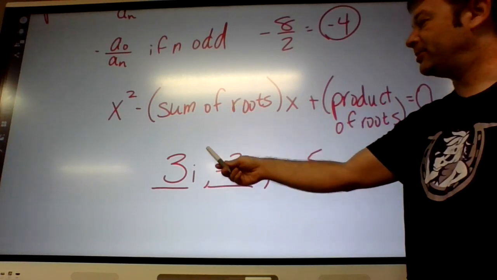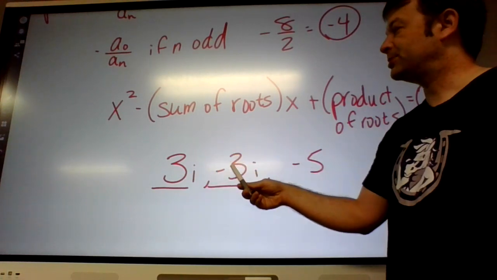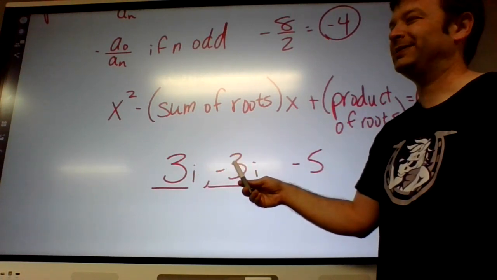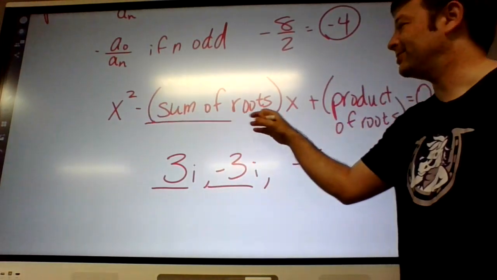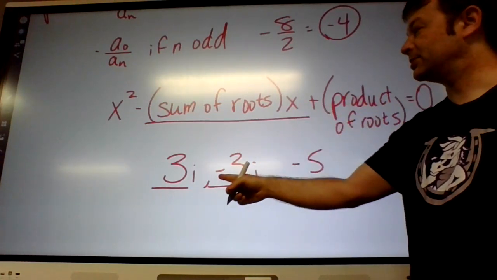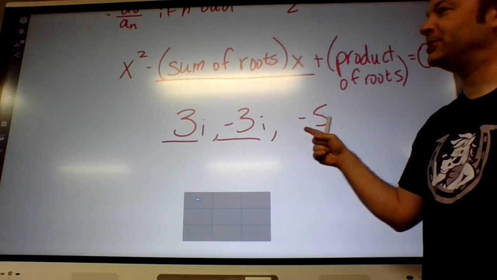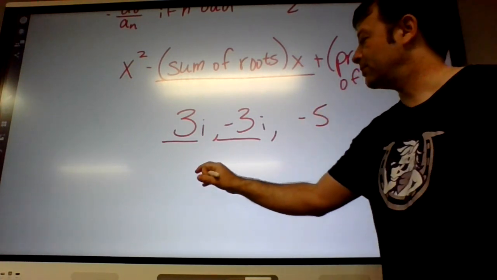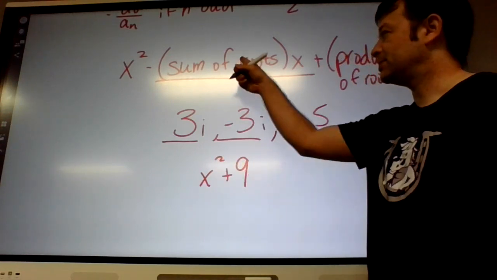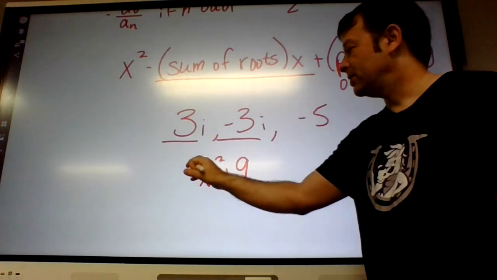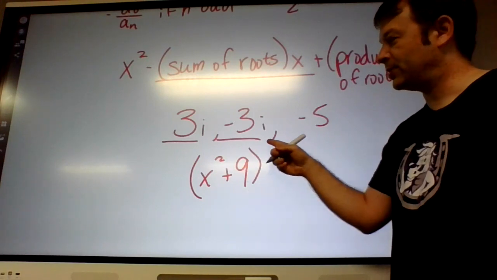So what would the sum of these 2 roots be? Sum means what? Add. So 0. So this is going to be a 0. What's the product of these 2 roots? -9i squared, which is +9. So from these 2 roots, we get x squared plus 9. That's a 0. You guys follow? Yeah. Okay. Guess what would happen if I set this equal to 0 and solved it? Subtract 9, square root.